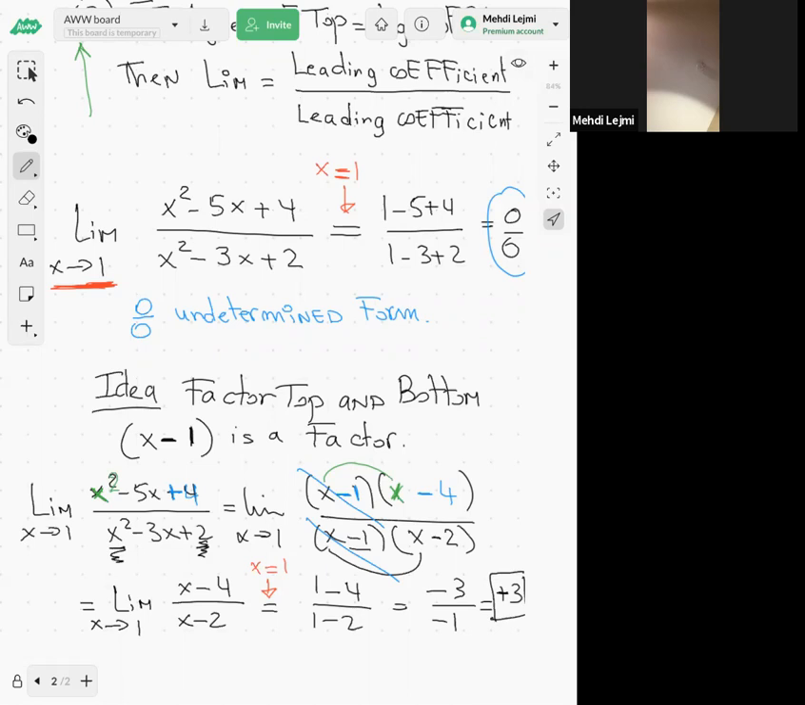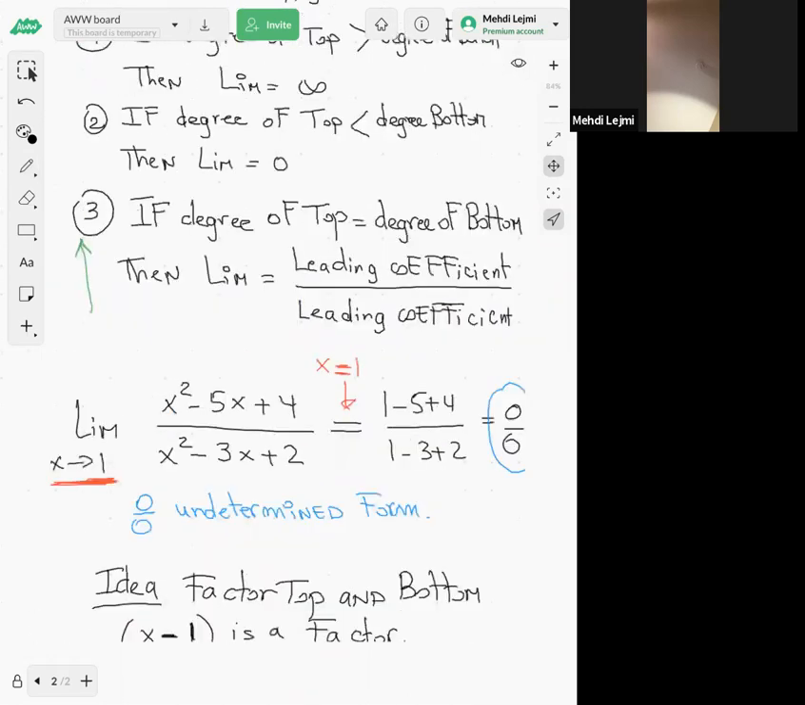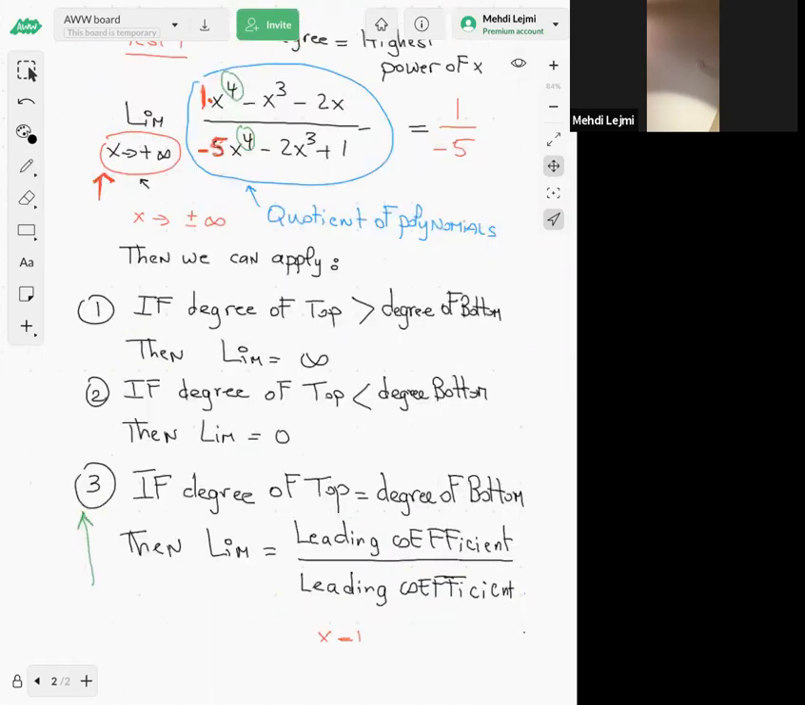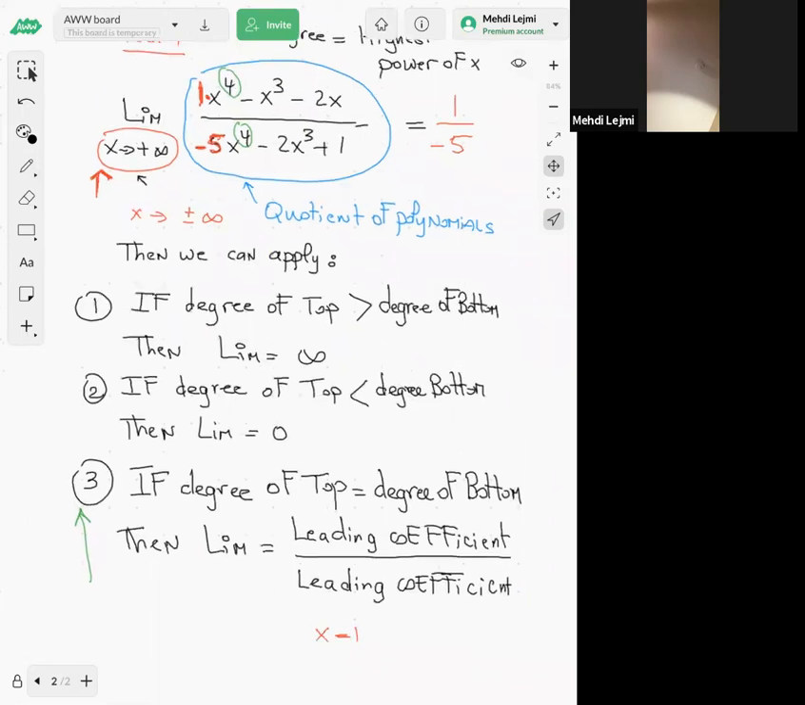Okay. Anyway, this is just to remind you guys that you have to distinguish between the two cases. The case when x goes to infinity: if you have a rational function, a quotient of polynomials, you can just apply this rule here.